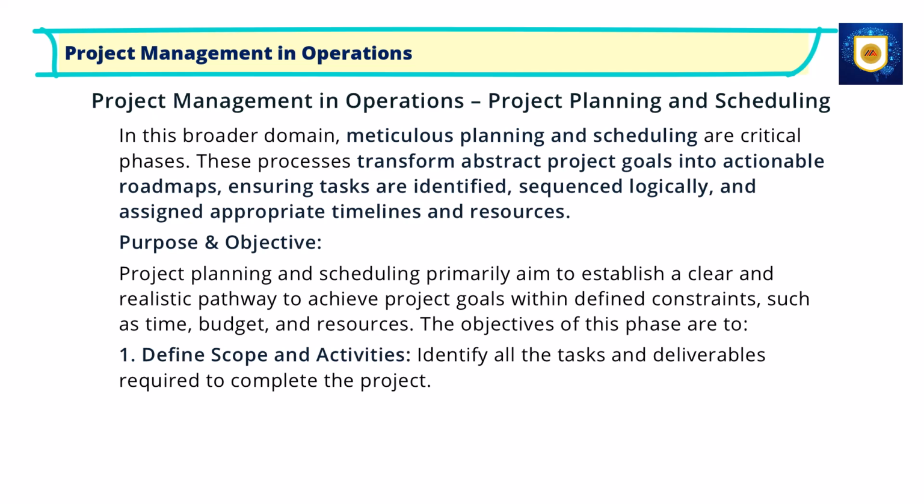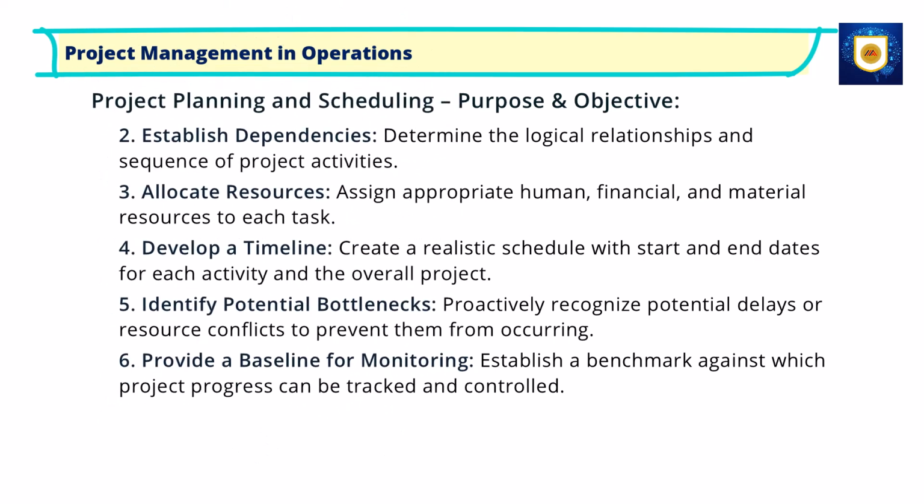budget, and resources. The objectives of this phase are to: 1. Define scope and activities, identify all the tasks and deliverables required to complete the project. 2. Establish dependencies, determine the logical relationships and sequence of project activities. 3. Allocate resources, assign appropriate human, financial, and material resources to each task. 4. Develop a timeline, create a realistic schedule with start and end dates for each activity and the overall project. 5. Identify potential bottlenecks, proactively recognize potential delays or resource conflicts to prevent them from occurring.